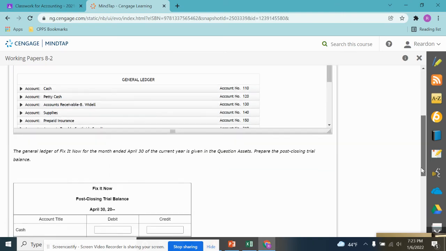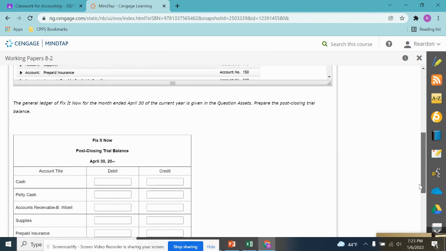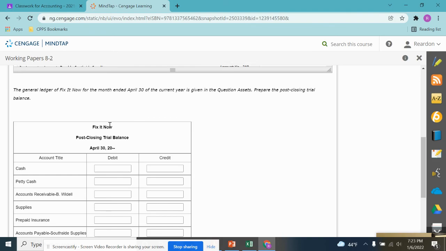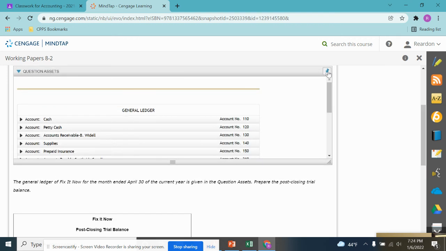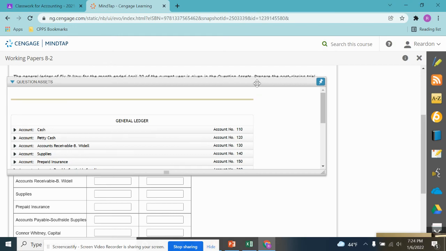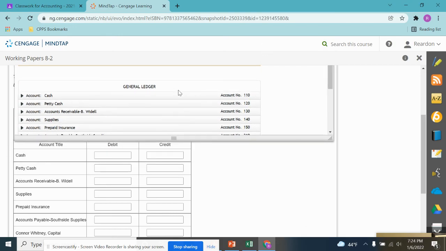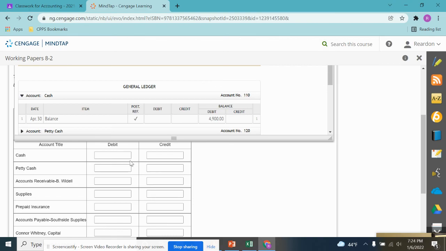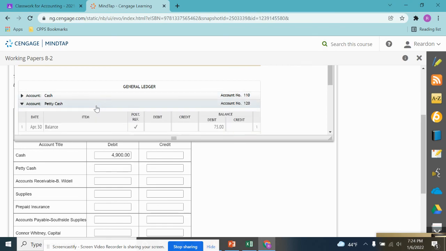Okay, we're going to create our post-closing trial balance. Again, who, company name; what, document name; when, the date. I'm going to pin this up here. Cash, 4,900. Petty cash, 75.